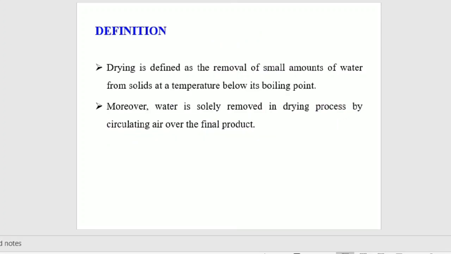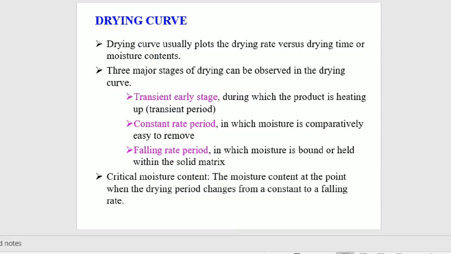Now definition of drying. Drying is defined as the removal of a small amount of water from solids at a temperature below its boiling point. This is the definition of drying. Drying curve plays a major role to describe a drying process in the product polishing step. Drying curve usually plots the drying rate versus drying time or moisture content. Three major stages of drying can be observed in the drying curve. They are transient early stage, constant rate period, falling rate period.